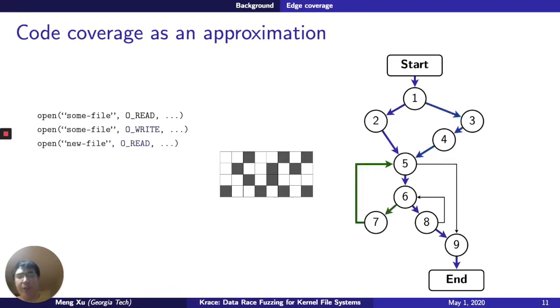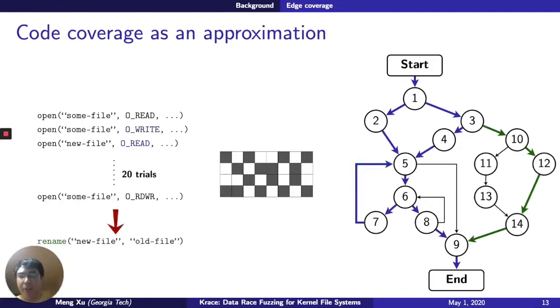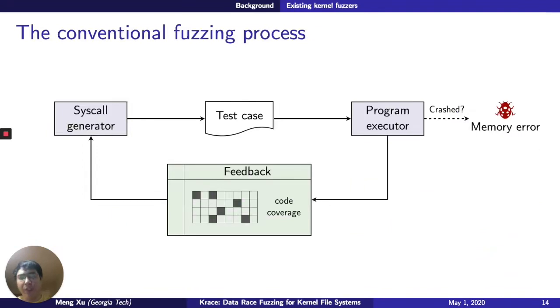We do this on and on, by mutating the inputs, until we find that after a certain number of trials, there's no more coverage growth in the bitmap. At this time, maybe the most economical thing to do is to shift the input to something else. By doing that, we again explore different parts of the control flow graph, and then we can further expand our bitmap coverage. This is how conventional fuzzers, including kernel fuzzers, have been working. If we're very lucky, the program crashes during the execution, which is a clear sign that there is a memory error. This is how the conventional fuzzing process has been working.